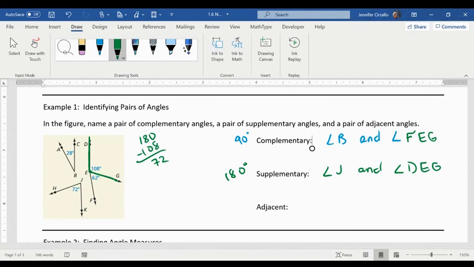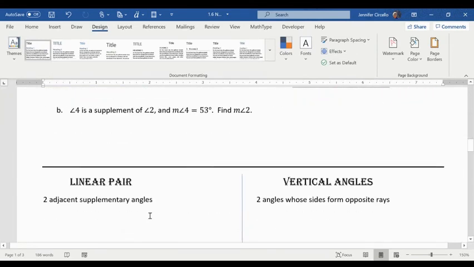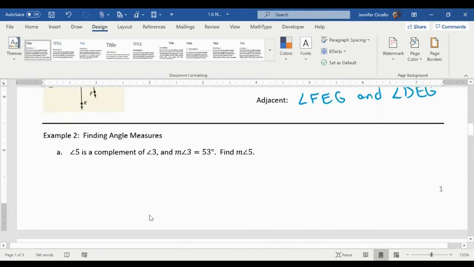Okay, last one. I want 2 angles that are adjacent to each other, so they need to be next to each other, sharing a vertex, sharing a side, but no interior points. That's going to be this angle here and this angle here. Those 2 are next to each other. I've already named them up above. So one of them we called angle FEG, and the other one is angle DEG. Okay, we are going to do this example and pause for now.